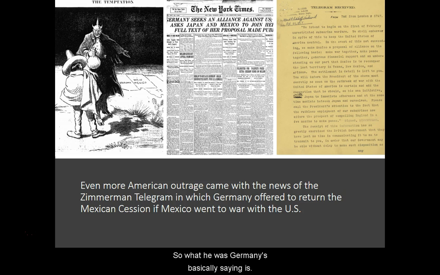So what Germany is basically saying is, at this point, we know America's mad at us, we know this is going to happen, so we'll give you Texas, New Mexico, and Arizona back if you help us out and we win. Well, Mexico never gets it. The British intercept the telegram, and they, being our friends, let us know that Germany's talking about us behind our back, and this is what they plan to do. Of course, it's posted in all the newspapers, and Americans are absolutely furious. They're so angry.